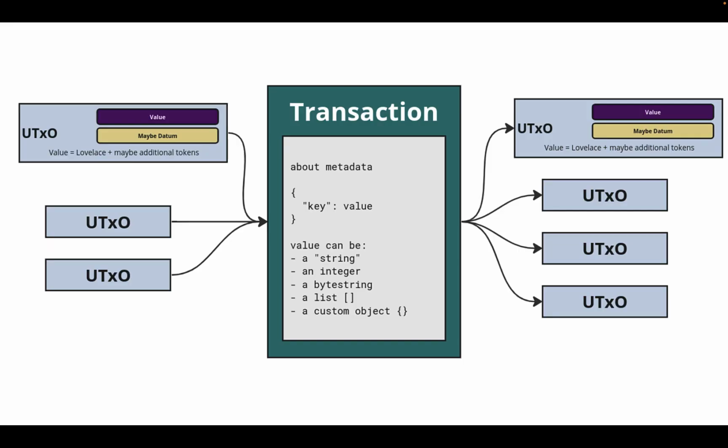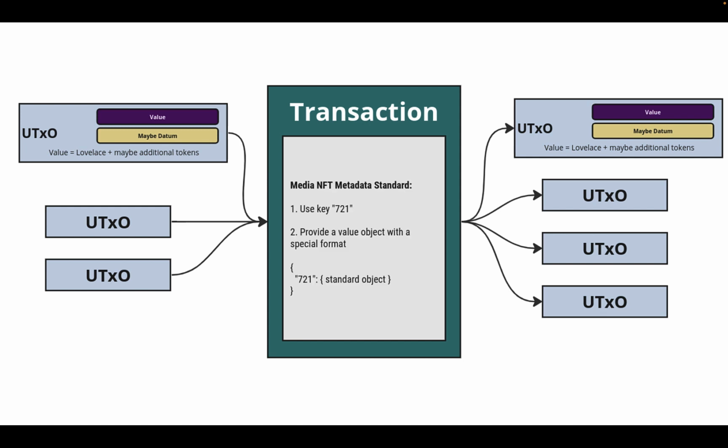In the previous lesson, we built out this diagram that shows that transactions take UTXOs as input, they create UTXOs as output, and they can include metadata, among other information, and that this metadata can hold arbitrary information in a transaction that's recorded on the blockchain. So now we'd like to investigate a specific use case for transaction metadata. It's the media NFT metadata standard on Cardano.